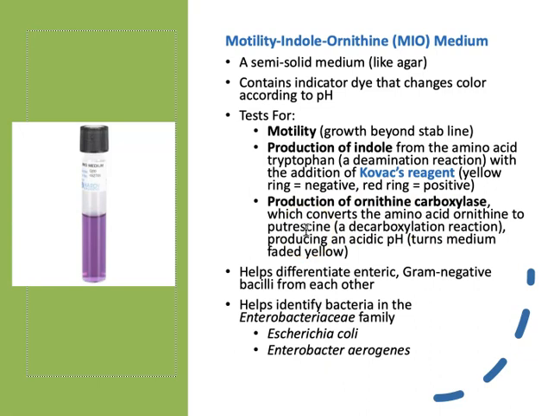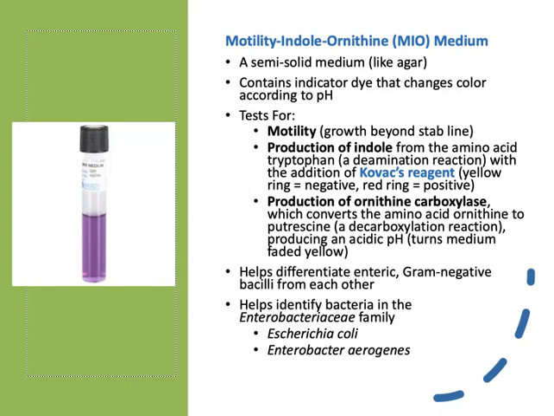Now, putrescine is acidic. It's going to lower the pH of the medium, and it's going to turn a faded yellow color. So from this purple color, we'll see a faded yellow develop if putrescine is present. Now, these 3 tests together are going to help us differentiate gram-negative enteric bacilli one from another.